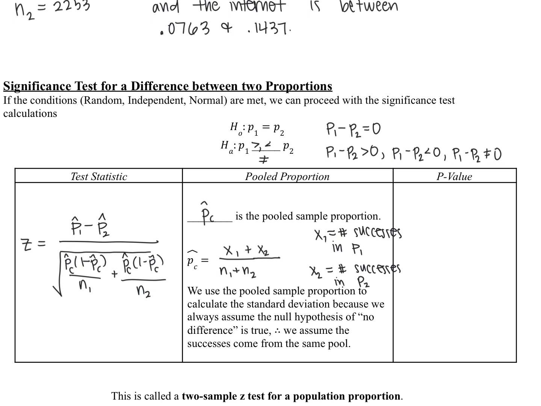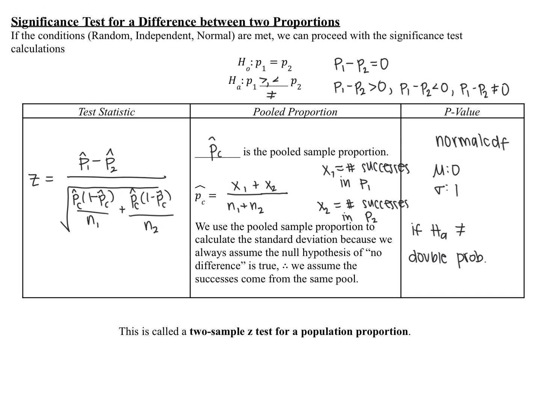And then our p-value is calculated the exact same way using normal CDF. So you do normal CDF, you do your lower and upper bound, your mean is still 0, your standard deviation is 1. And again, just like for a single one, if the alternative hypothesis does not equal, you have to double the probability that you get. If it's just less than or greater than, you just use what you get from normal CDF.